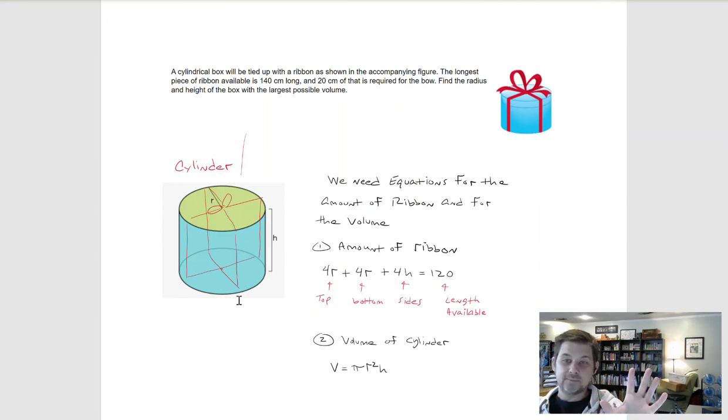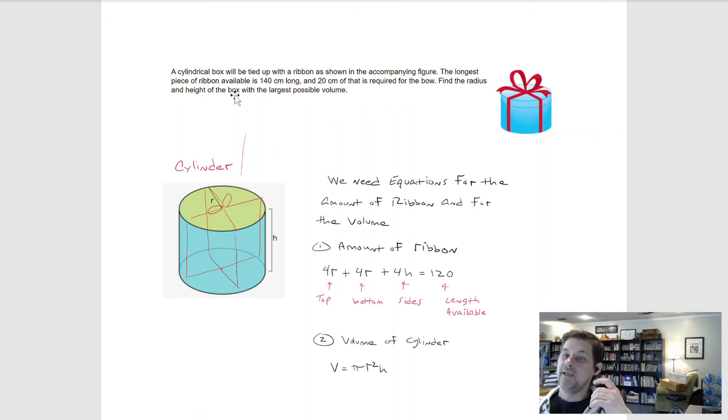So we have a cylindrical box. We're going to tie ribbon around it like that. The longest piece of ribbon that is available for this box, or any one box that we make, is 140 centimeters long, and 20 centimeters of that is required to tie the bow. Meaning not on the box, but just on this bow part up here.